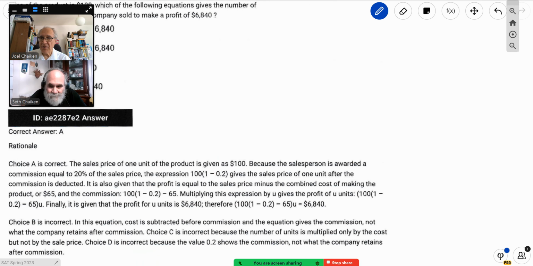Okay. Choice A is correct. The sales price of one unit of the product is given as $100. Because the salesperson is awarded a commission of 20% of the sales price, the expression 100 times 1 minus 0.2 gives the sales price of one unit after the commission is deducted. So that's how much is brought into the company. It's also given that the profit equals the sales price minus the combined cost. So the combined cost is 100 times 1 minus 0.2, minus 65. Then you multiply by U, and that gives you 68.40.